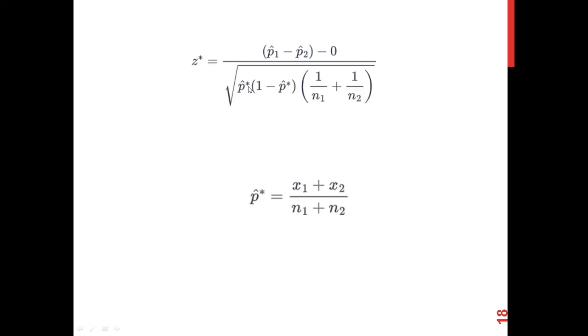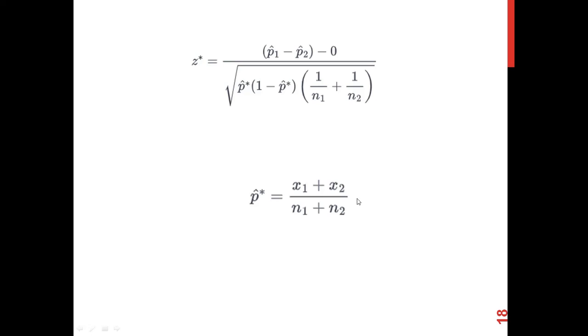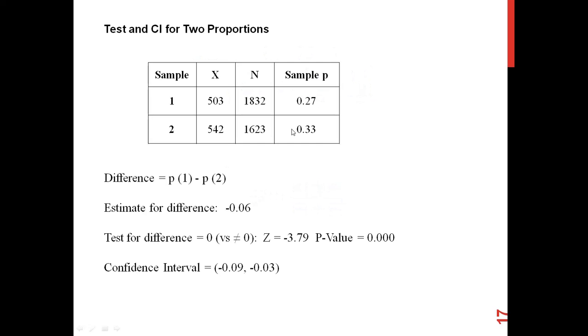And what is P hat star? P hat star is basically a pooled estimate of P1, P2. So what's a pooled estimate? We compute the overall proportion. X1 is this 503, X2 is this, N1 is this, N2 is this. So we compute X1 plus X2 divided by N1 plus N2. And if we compute this, then we get the value to be minus 3.79.